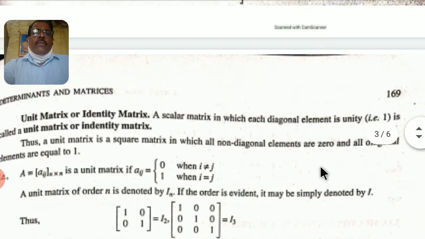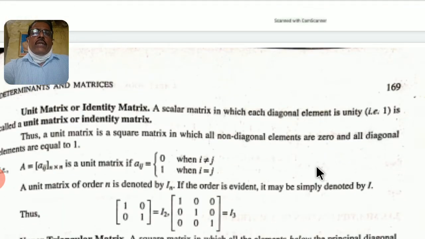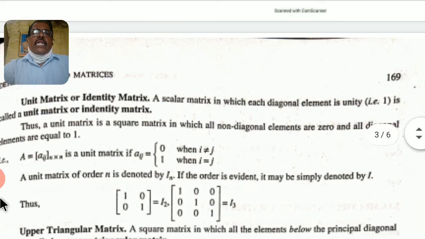Next comes unit matrix. Okay, so unit matrix means what? It is a scalar matrix in which each diagonal element is unity. Each diagonal element is unity, or it is called an identity matrix. Unit matrix is also called an identity matrix.